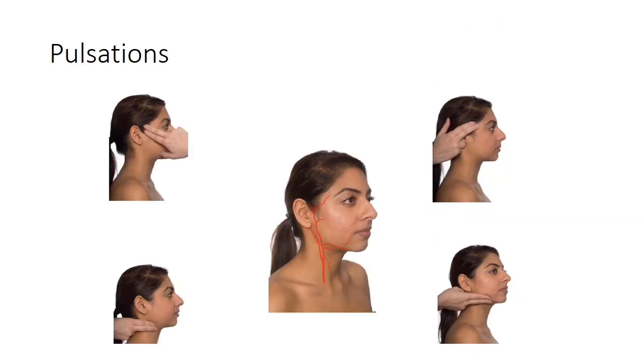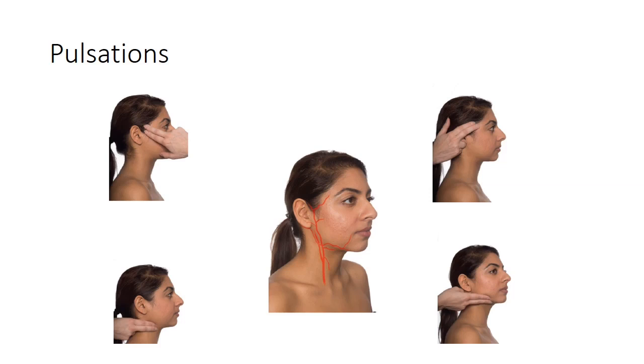Then we have the pulsations, that is very important. In the face we have to palpate many arteries. At the temple we palpate the anterior division of the temporal artery, and this is how we palpate the temporal artery, right. Then we palpate the facial artery right here, anterior to the angle of the mandible and the masseter, right.